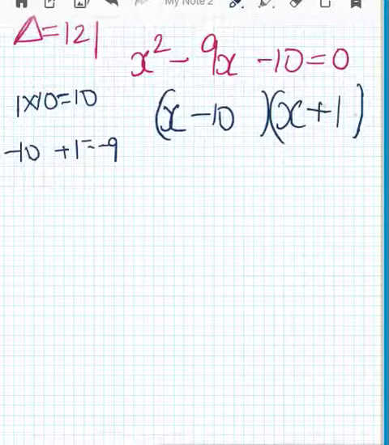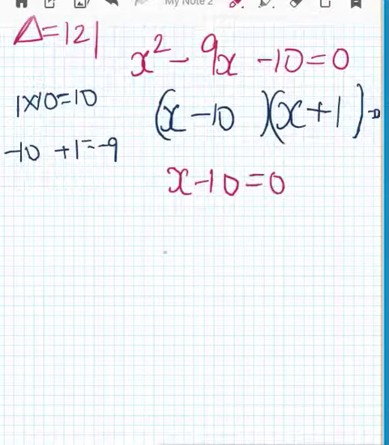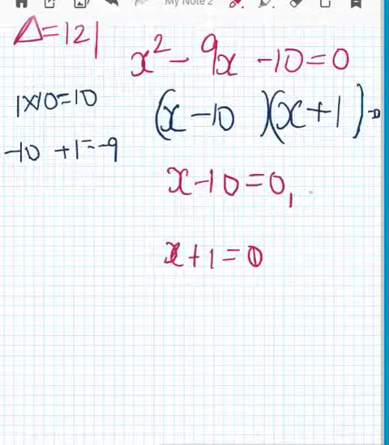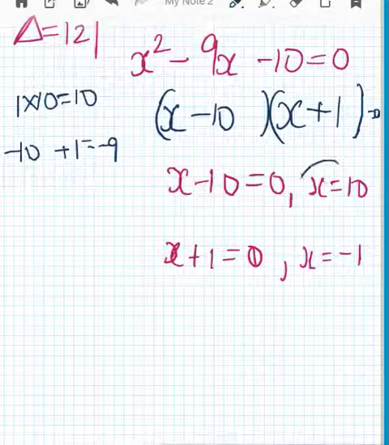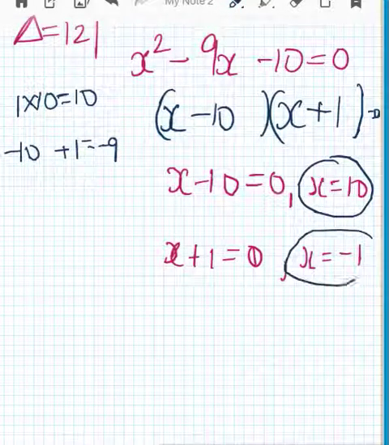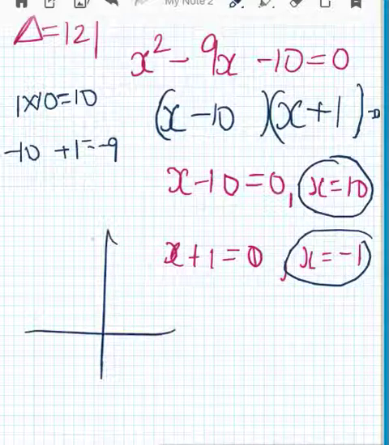And now equal to 0. And now to solve each one, we make each one equal to 0. And then when we solve it, this one will have x is equal to positive 10. And here we will have x is equal to negative 1. And have a look at what we have. Our numbers are rational numbers. There are no surds. We didn't have to complete the square. If we had to complete the square, then we end up with surds. But we got 10 and negative 1. They're rational, and they are our x-intercepts.